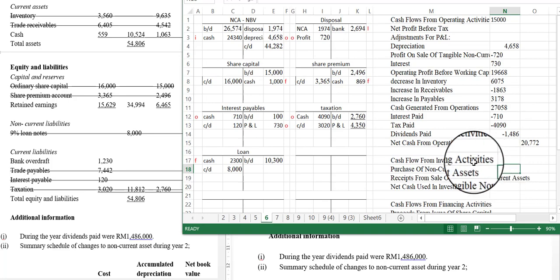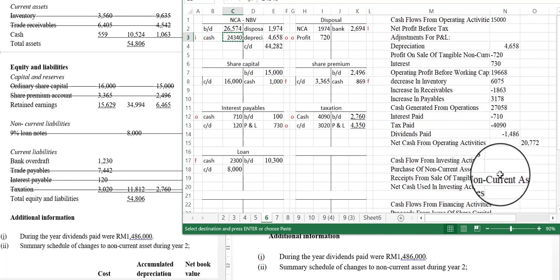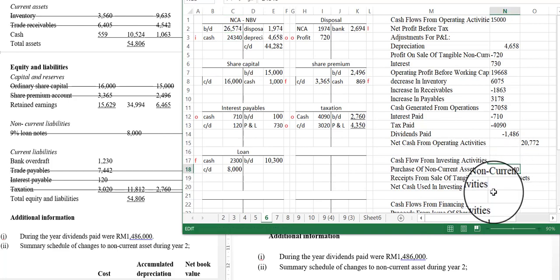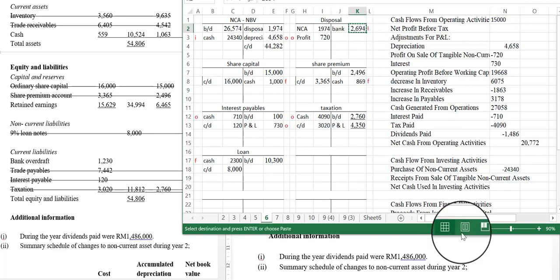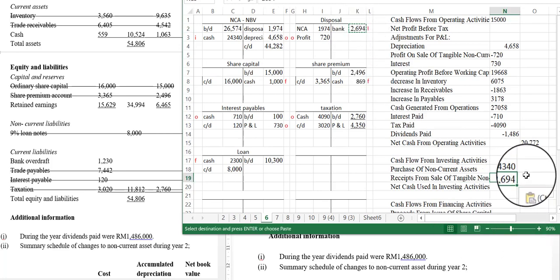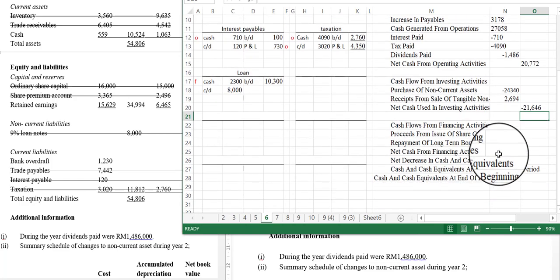Now purchase of non-current asset means how much you have spent on it. So this will be the figure. Since it's a purchase, it's a negative figure. And then you receive money means your disposal, you sell it, right? You're selling off your asset and you get back the cash. So the net amount that you generate from investing is actually negative because you spend more to buy your asset rather than getting back money from selling off your asset.